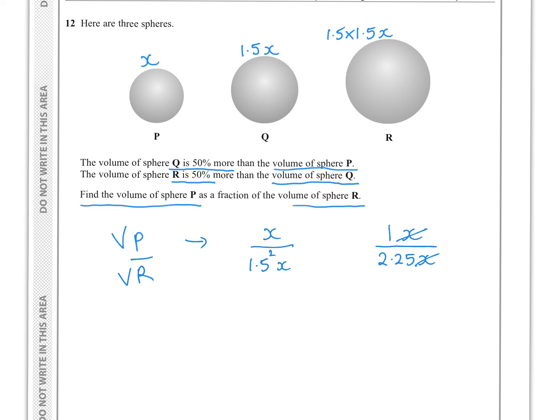So that gives us 1 over 2.25, but if we don't want any decimals in there, then what we can do is double the bottom and double the top, and that will give us 2 out of 4.5, and then we can just double again. It's a useful tip to double if you've got a decimal at the bottom, especially if it ends in a 5. So double the top would give us 4, and double the bottom would give 9. So 4/9 is the answer we're looking for.